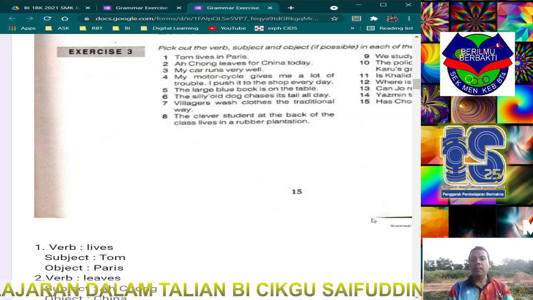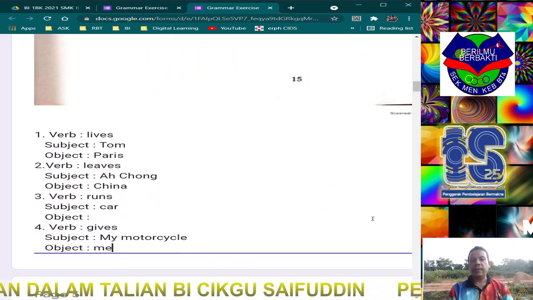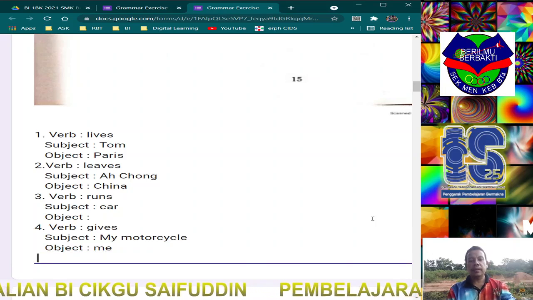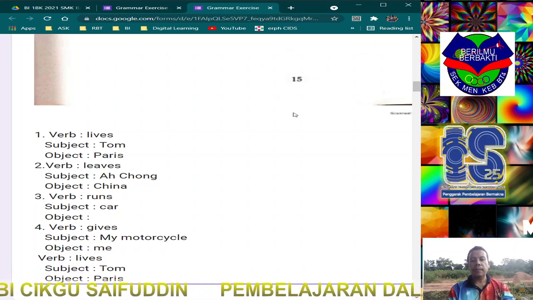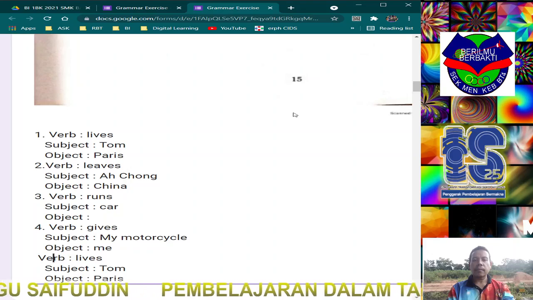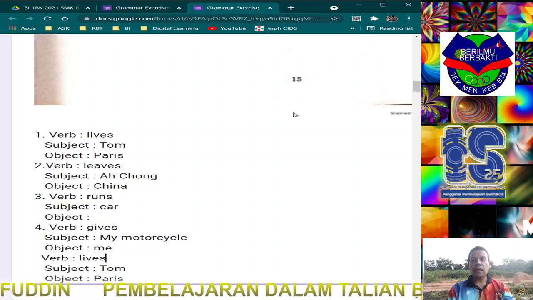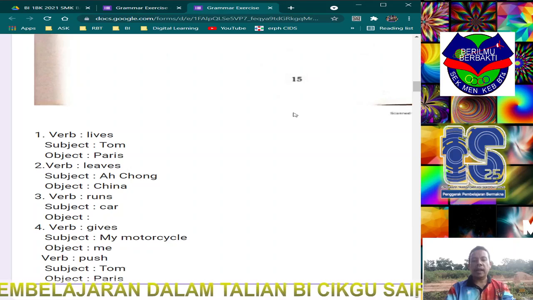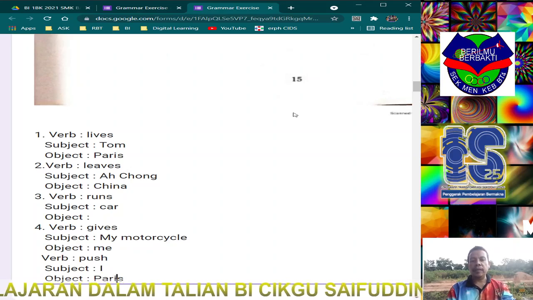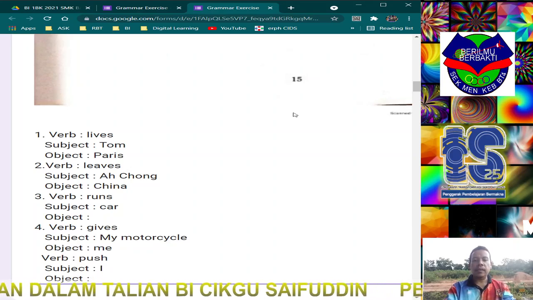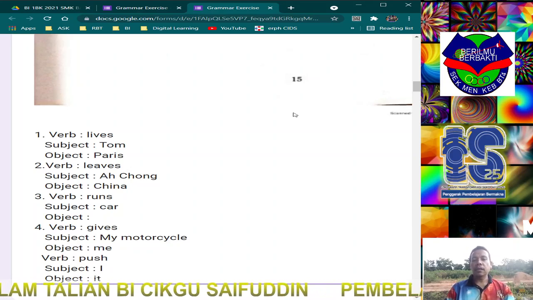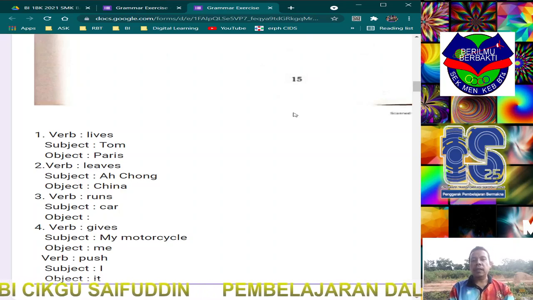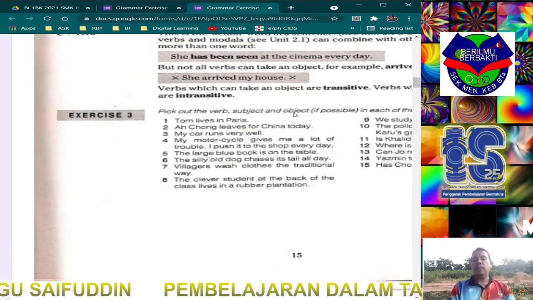Okay, I push it to the shop every day. Okay, di sini ada lagi kata kerja yang lain. Okay, untuk soalan 4 ni dia ada lagi tambahan kata kerja dia. I push. Okay, saya menolak. Okay, I push. The subject is I. And then the object is it. It ini adalah merujuk kepada pronoun. Ini pronouns, dia menggantikan motorcycle tersebut. Okay, takkan cikgu nak selesaikan semua kan? So you have to do it by your own.